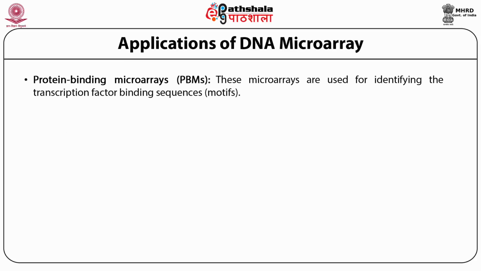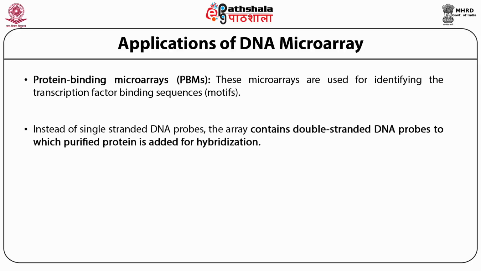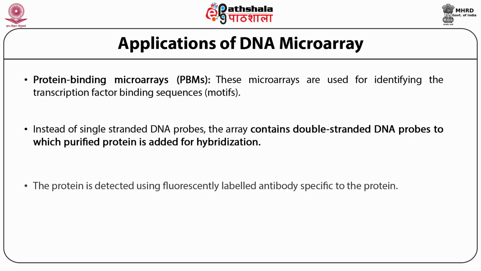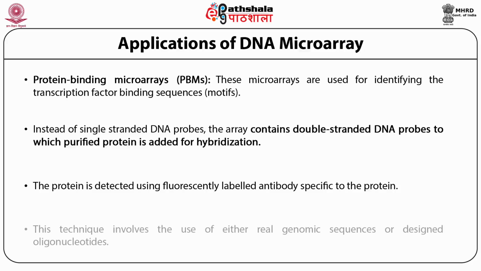Protein binding microarrays. These microarrays are used for identifying the transcription factor binding sequences, also known as motifs. Instead of single-stranded DNA probes, the array contains double-stranded DNA probes to which purified protein is added for hybridization. The protein is detected using fluorescently labeled antibodies specific to the protein. This technique involves the use of either real genomic sequences or designed oligonucleotides.